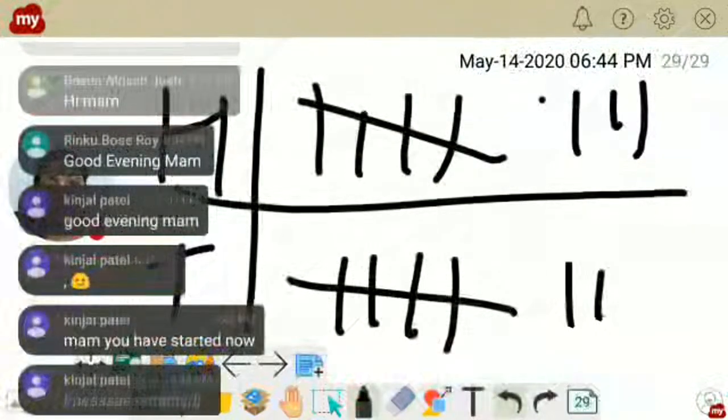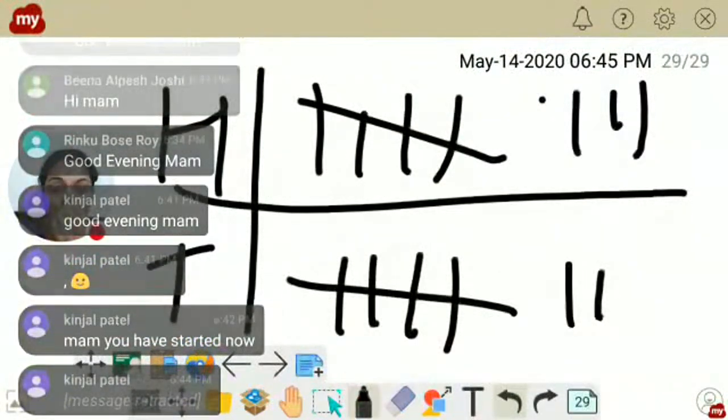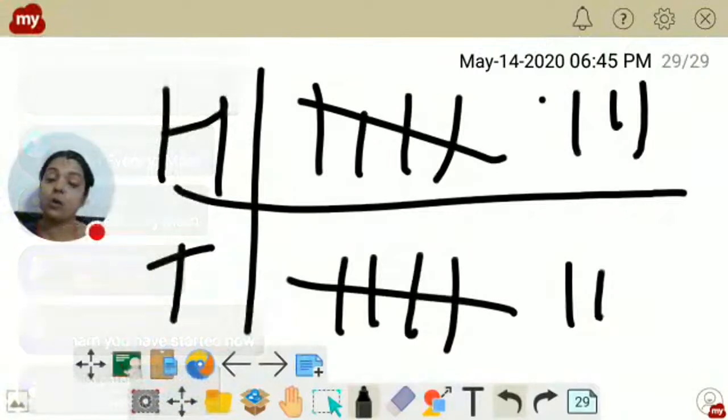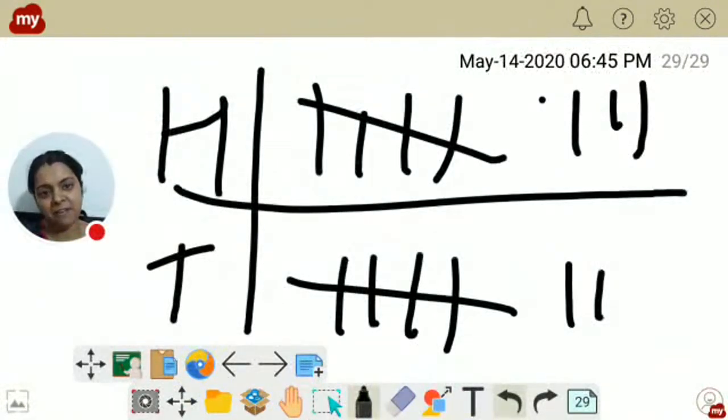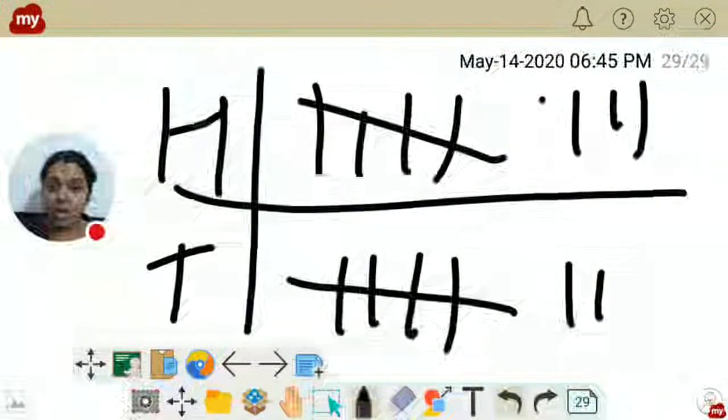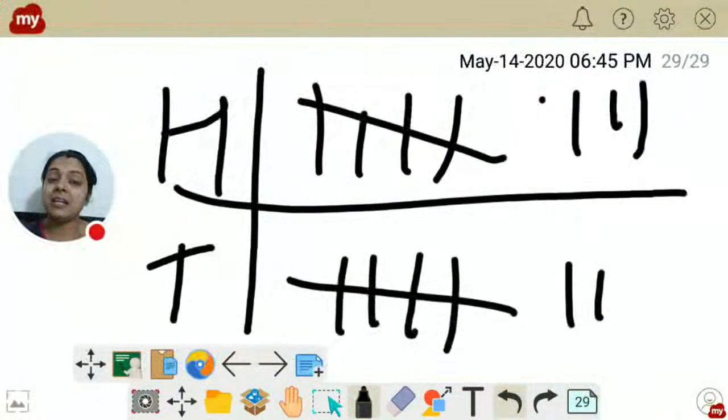When you are tossing, you have only two options. One option is the head, another option is the tail. Because you are taking a coin, and a coin has only two chances, 50-50, either head or tail, right? So in that case, you have to decide. You have to take this head and tail. Only two columns you have to take.